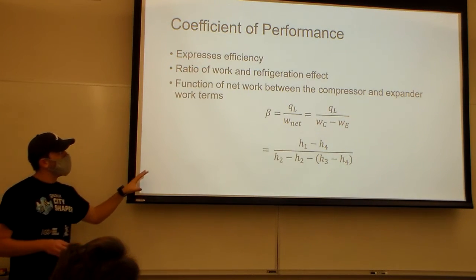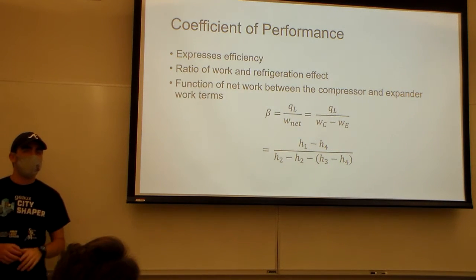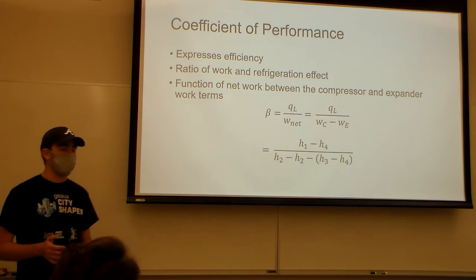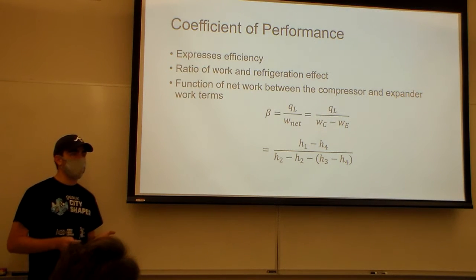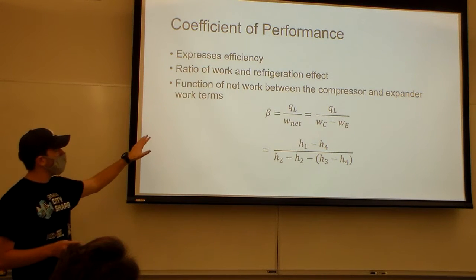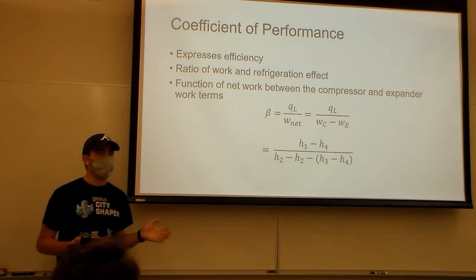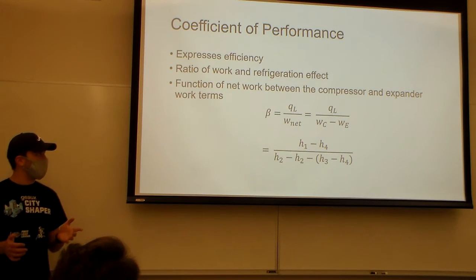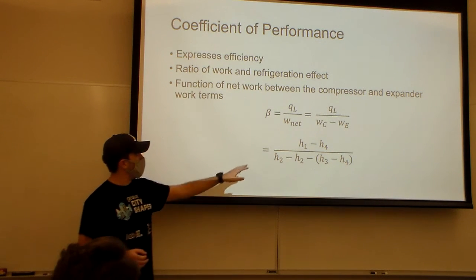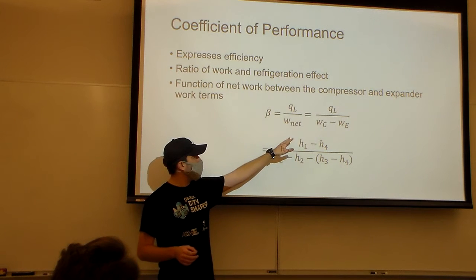All right, so again, for this experiment, we want to calculate the coefficient of performance for the system. The coefficient of performance really just expresses the efficiency of the refrigerator. It's basically the ratio of refrigeration effect to work, and it's a function of the work between the compressor and the expander. So we can write it in the simple term of beta equaling Q_L over the net work.